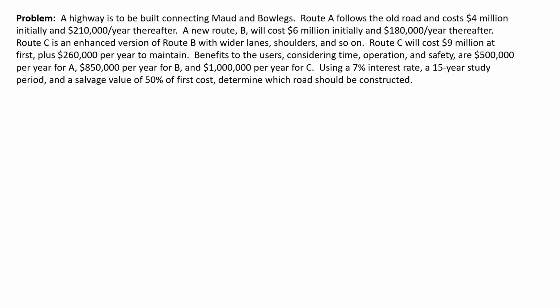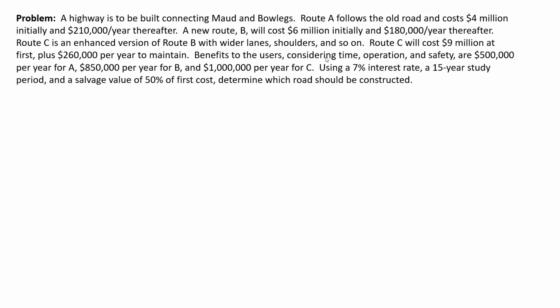A highway is to be built connecting Mod and Bowlegs. Route A follows the old road and costs $4 million initially and $210,000 per year thereafter. Okay. You civil engineers, you need to take a good look at this one. These are the kind of things that you quite possibly will be doing. A new route, B, will cost $6 million initially and $180,000 per year thereafter. Route C is an enhanced version of Route B with wider lanes, shoulders, and so on. Route C will cost $9 million at first, plus $260,000 per year to maintain.